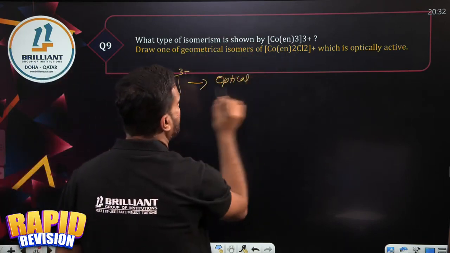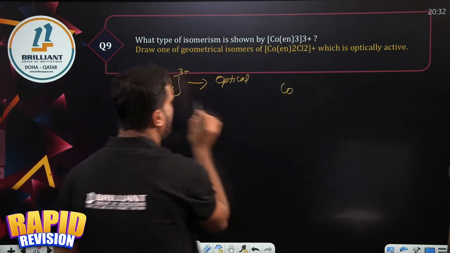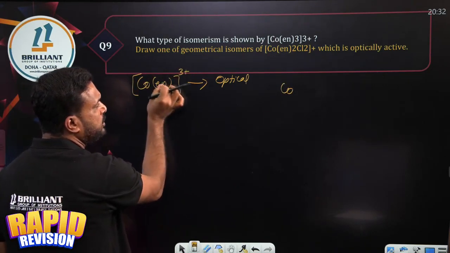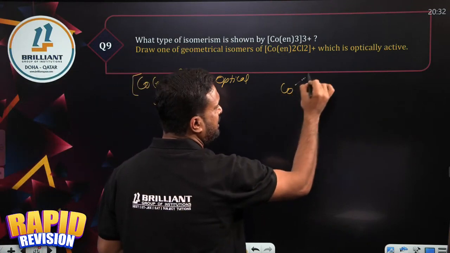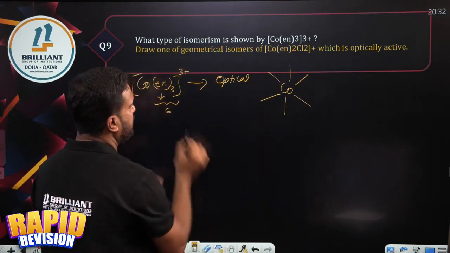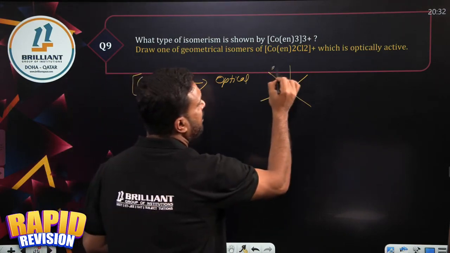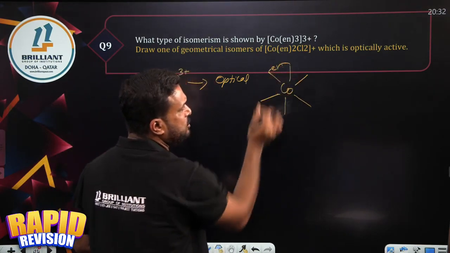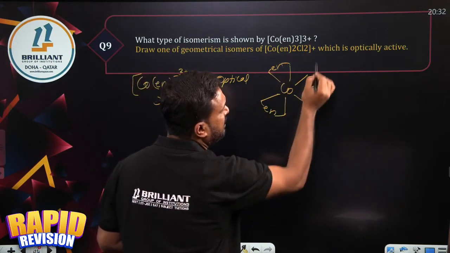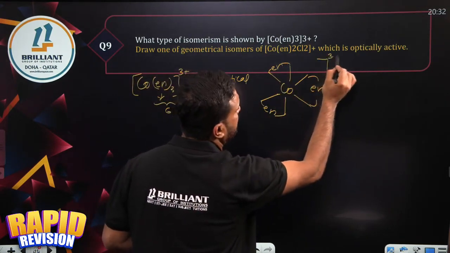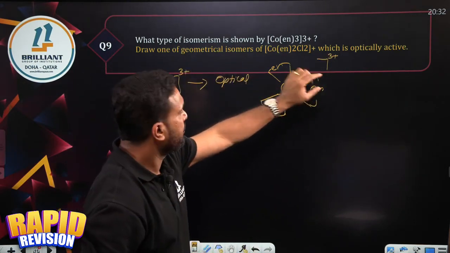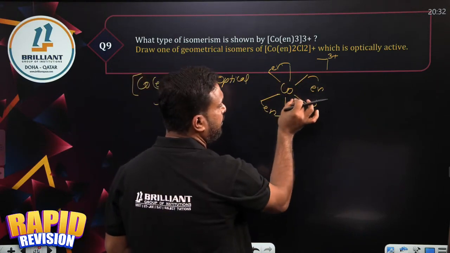The type of isomerism shown is optical, and you can write it like this, Co. What is the coordination number over here? The coordination number is 6, because en is bidentate, 2 into 3 is 6. So you can easily draw it like this: 1, 2, 3, 4, 5, 6. How many en do you have? Three. I'll put one en over here, it's bidentate, so I connected two. I'll put one en over here, and one more over here. What is the oxidation state? It is 3, which means the charge of the sphere is 3 plus. So I drew the complex.